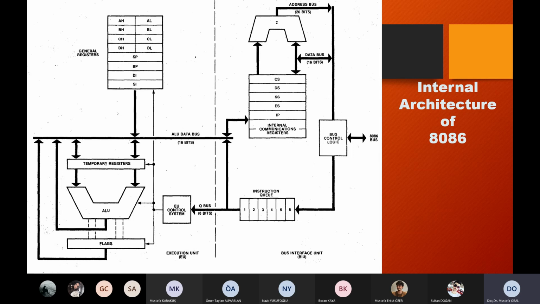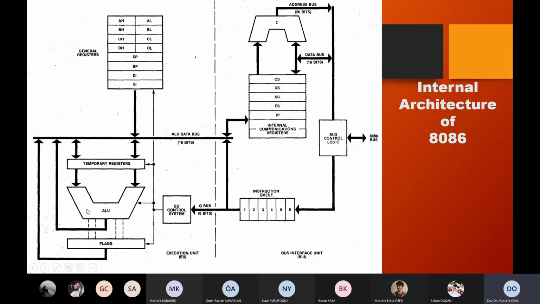And the bus interface unit is responsible for communicating with the outside. Through the buses, the microprocessor communicates with outer devices such as RAM, hard disk, ports, keyboards, printers, etc. All the data flow in and out is controlled by the bus interface unit. Okay, and it has a bus. We will be talking about it a lot.